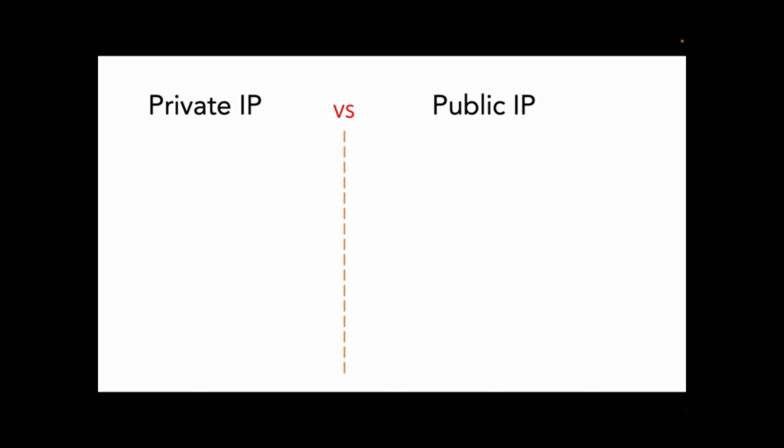Let's look at the different class ranges between public and private IP addresses. In class A, private IP addresses, we have 10.0.0.0 to 10.255.255.255. Similarly, the public IP address range in class A is 1.0.0.0 till 126.255.255.255, which excludes the private IP addresses.